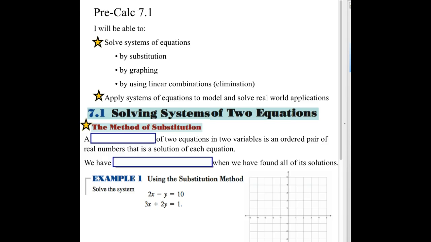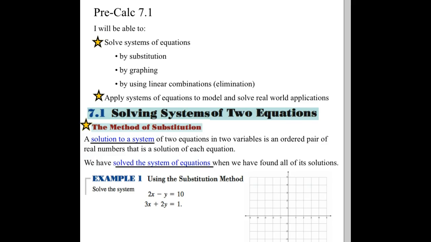Okay? So, the solution to a system of 2 equations and 2 variables is an ordered pair that is a solution to both equations. Right? We have solved the system when we have found all of the solutions. And I'm going to ask that you think about the shape of the graphs. Even though our main emphasis today is going to be solving algebraically, I do want you to think graphically, what would this system look like? And am I getting the right number of solutions? Does it make sense? Okay.